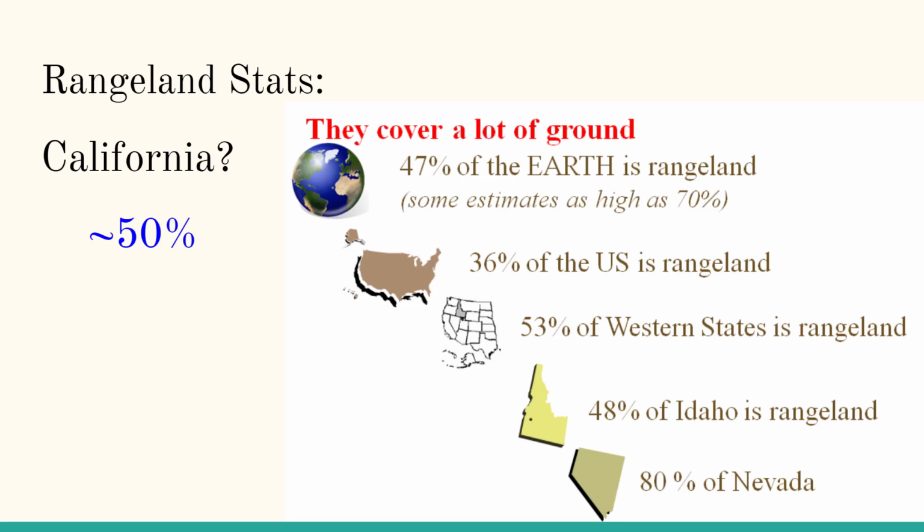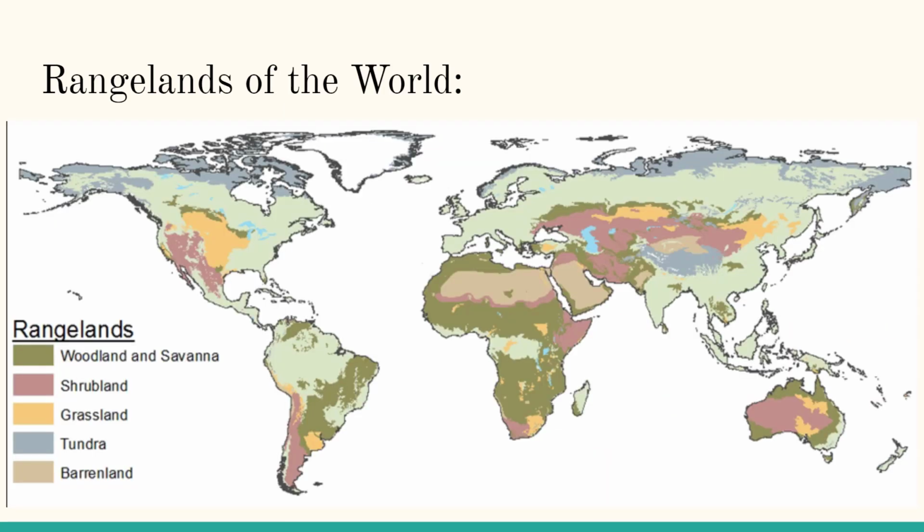As we look out on a global basis, this map shows how rangelands look throughout the world. We've got woodland savannas that cover a large portion of Africa, some of Asia and South America. We have a little bit of that in North America, but not a ton.